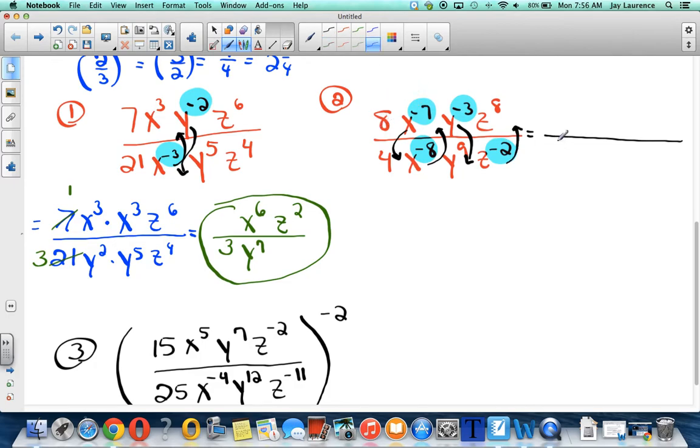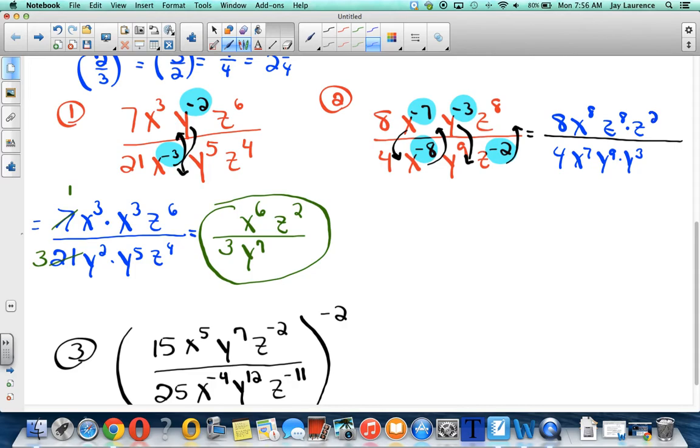So, I've got an 8 in my numerator. This fellow moved downstairs. I guess I can have 4. So I'm going to have an x to the 8th, and below that I'm going to have an x to the 7th. There will be no y's in my numerator. I'm going to have a y to the 9th times a y to the 3rd in the denominator, and there will be no z's in my denominator. They'll both be in the numerator.